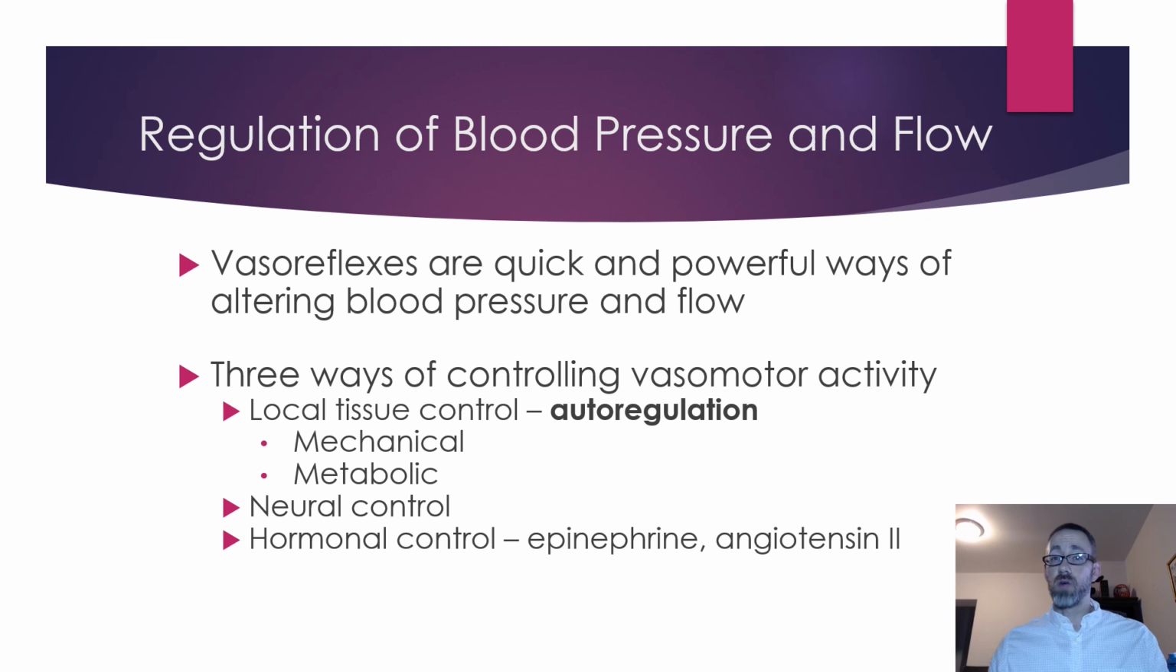In terms of the organs being able to say, well, I need more flow versus another one saying, I don't need as much, there are multiple ways in which that's actually regulated, okay? And so what we have are something called vasoreflexes, and these are quick and powerful ways of altering blood pressure and flow to meet whatever the demands are of particular parts of the body. So 3 ways of controlling the vasomotor activity, constriction or relaxation, is local tissue control. So the organ itself, in other words.